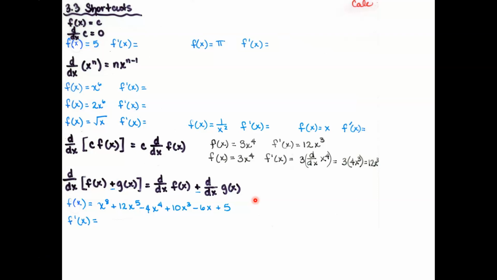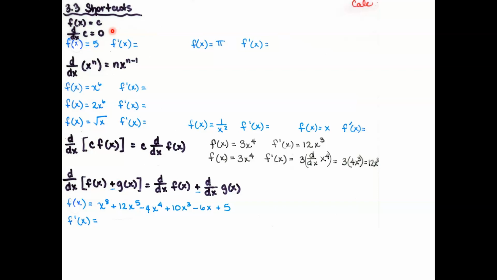We are finally to derivative shortcuts. We have been finding the derivative by the definition, and now we are ready to get some properties that will save us tons of time. All right, so the first one says that if f of x is equal to a constant, the derivative of a constant will always be 0.